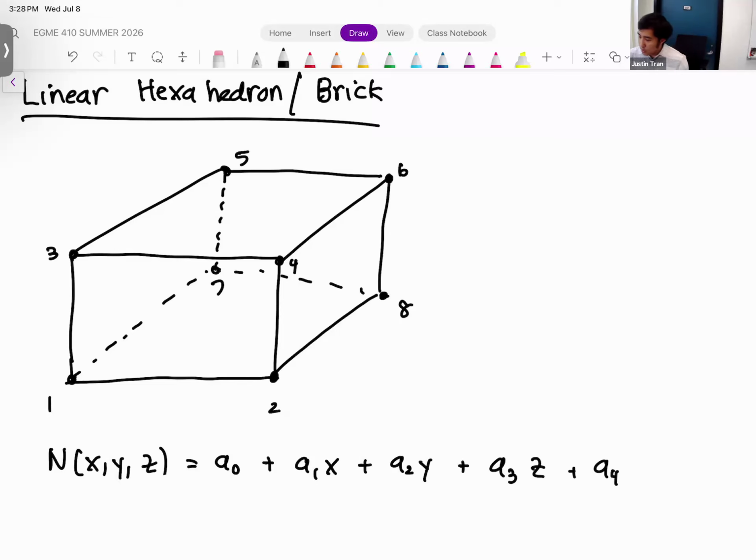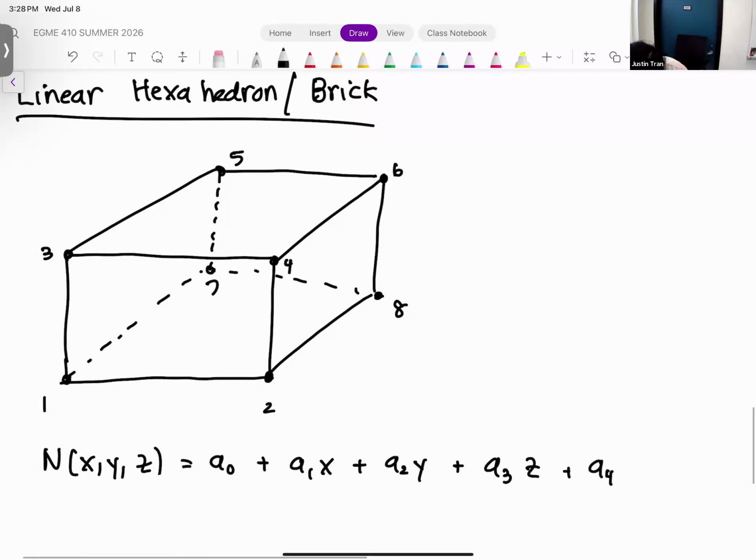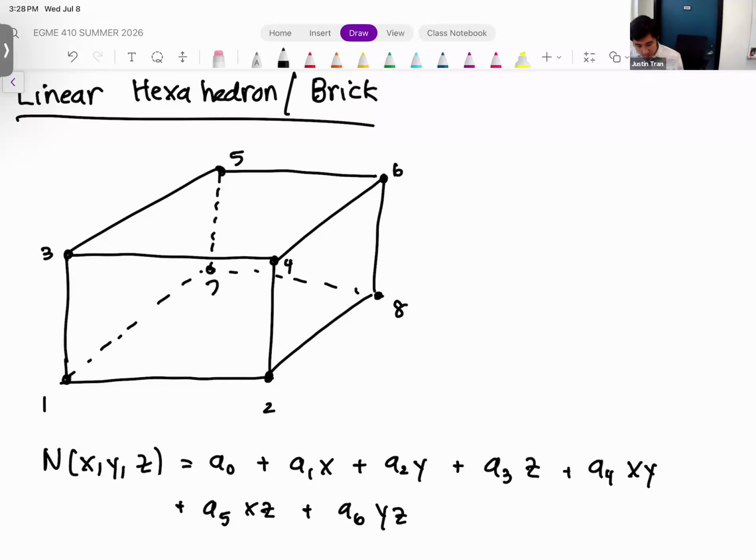Compared to the quadratic tetrahedron, we're going to skip x squared, y squared, z squared. We're just going to jump straight to the cross terms because those are pseudo-linear. So we have a4xy plus a5xz plus a6yz. So that gets us up to 7 terms.